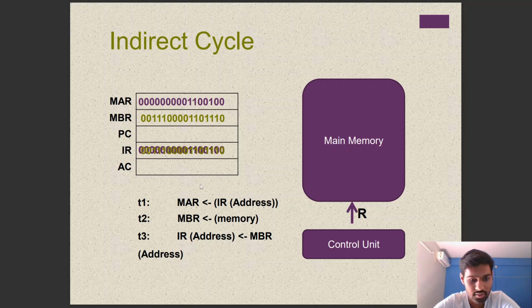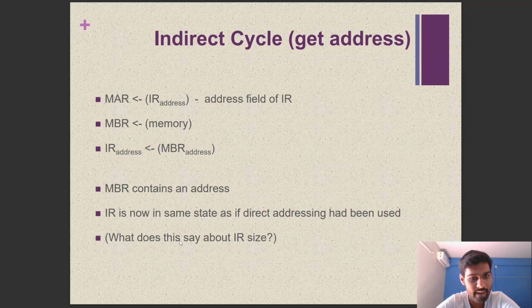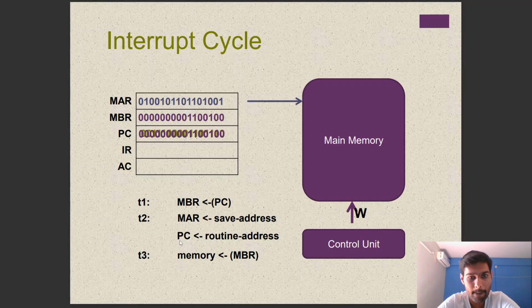Indirect cycle. In T1 cycle, address register to MBR, memory to MBR, MBR to IR. Interrupt cycle. In T1 cycle, program counter to MBR, saved address to MAR, routine address to program counter, and MBR to memory.